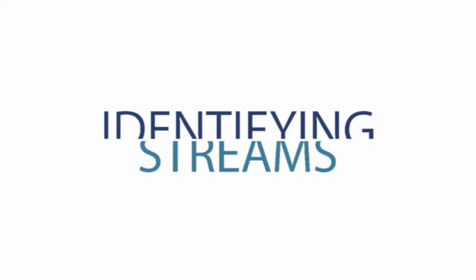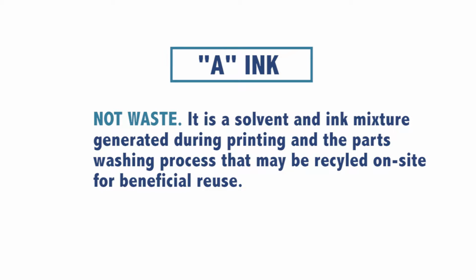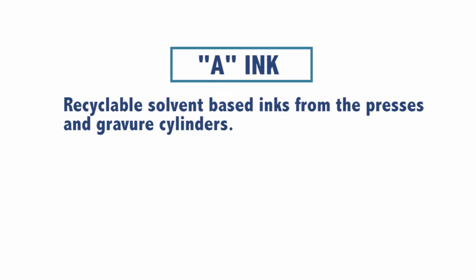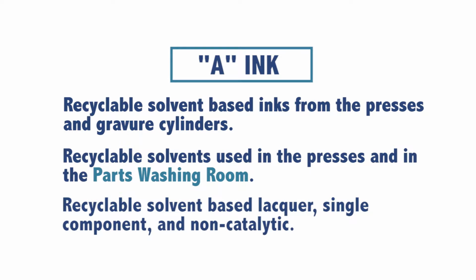Identifying streams. There are several types of waste, and each type is identified by a letter or set of letters. It is important for you to remember each type to properly dispose of the waste. A. Ink. Ink is not waste. It is a solvent and ink mixture generated during printing and the parts washing process that may be recycled on-site for beneficial reuse. This includes recyclable solvent-based inks from the presses and gravure cylinders, recyclable solvents used in the presses and in the parts washing room, and recyclable solvent-based lacquer, single component and non-catalytic.